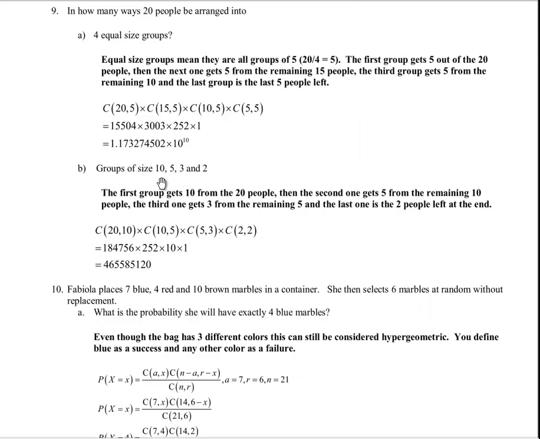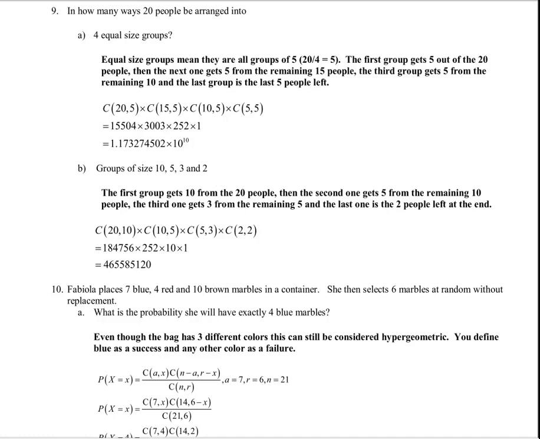In groups of 10, 5, 3, and then 2. So the first group of size 10 could be selected in 20 choose 10 ways. Then there's 10 people left for the next group of 5, so 10 choose 5. And then there's 5 people left for the next group, so 5 choose 3, and then 2 choose 2 in the end. So that would be the number of ways we could select groups of those sizes. Now it would have to say in that specific order. You change that order around.